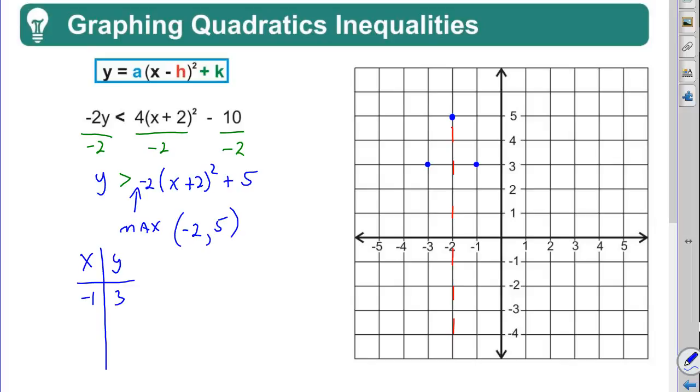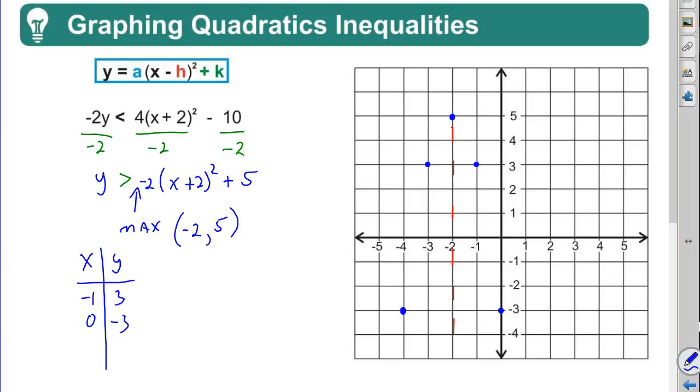Let's do another one. So I go to 0. Again, put in 0 for x. That leaves 2. 2 squared is 4. 4 times -2 is -8. -8 and 5 is a -3. And so now I have the point 0, -3 right there. And using my line of symmetry right there.